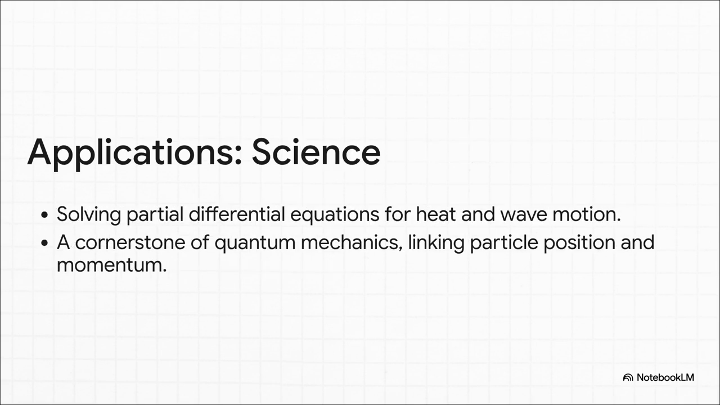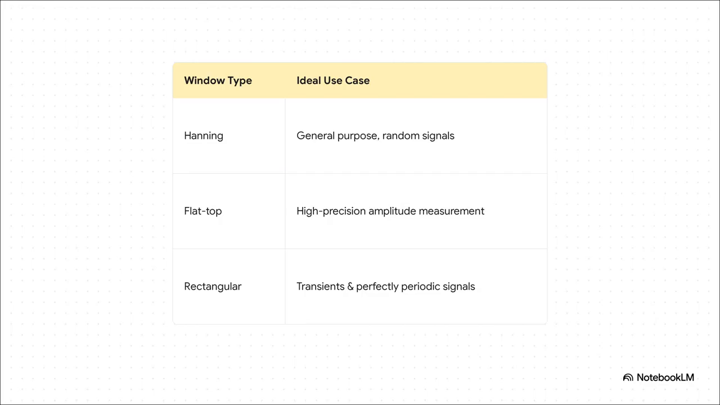Its reach goes even deeper, right into fundamental science. Physicists use the transform to solve some of the gnarliest equations that describe how heat flows or how waves move. It's even a cornerstone of quantum mechanics, where it describes this fundamental relationship between where a particle is and where it's going.